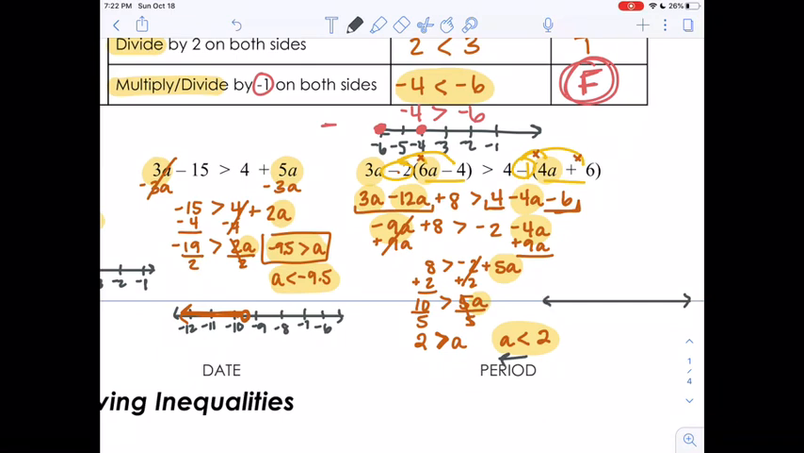So here's a graph. I want 2 on the graph, so I'll just go 0, 1, 2, 3, negative 1, negative 2. If a is less than, I'm going to have an open circle on 2 because it doesn't include 2, and my arrow is going to point to the left. It's less than 2.